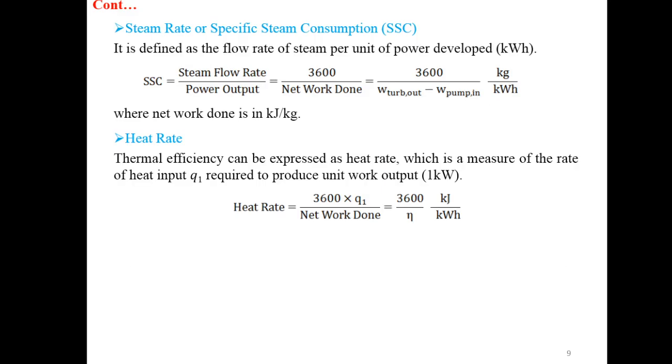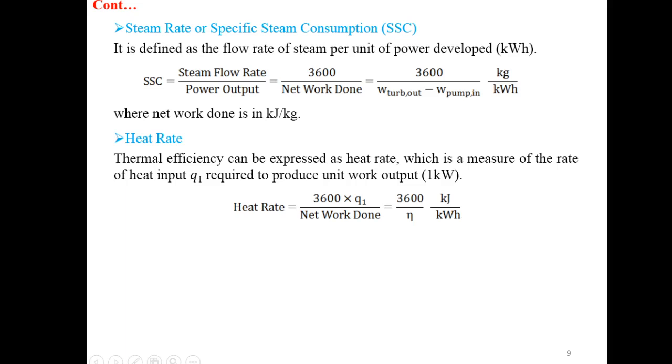Next is steam rate or specific steam consumption, SSC. It is defined as the ratio of steam flow rate divided by power output, and the unit will be kilowatt hour. So the formula will be 3600 divided by net work done, 3600 divided by W turbine out minus W pump in. It will be kilogram per kilowatt hour. So what we can say? Why are we taking this 3600? Because in 1 hour we have 3600 seconds, where the net work done is in kilojoule per kg.